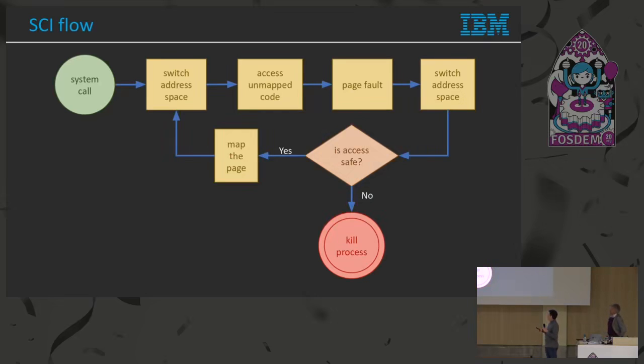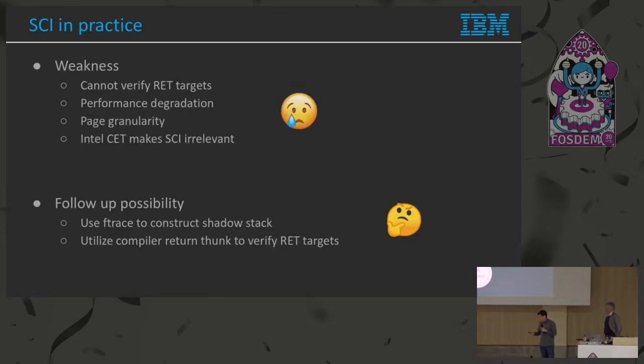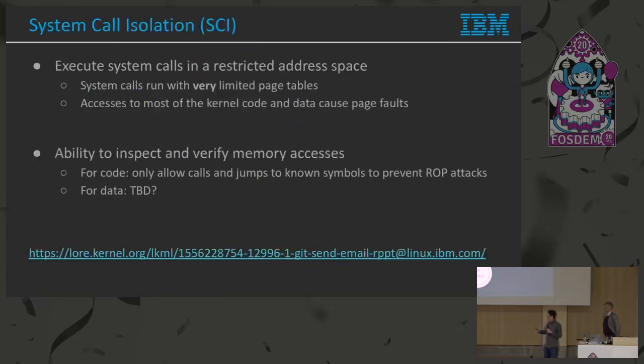The idea was that whenever we enter a system call, we switch the address space, and then we remain in a restricted address space, and every access to an unmapped area causes a page fault, and the page fault handler can decide if the access is safe or not. If the access is not safe, we kill the offender, and if the access is considered safe, we map the page and continue the execution. We actually implemented this thing.